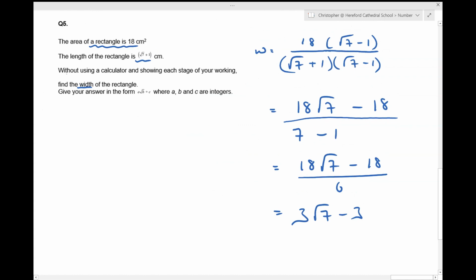So I've found the width. It says give your answer in the form root a root b plus c. I've done that, where a, b, and c are integers. So that is question 5 complete.